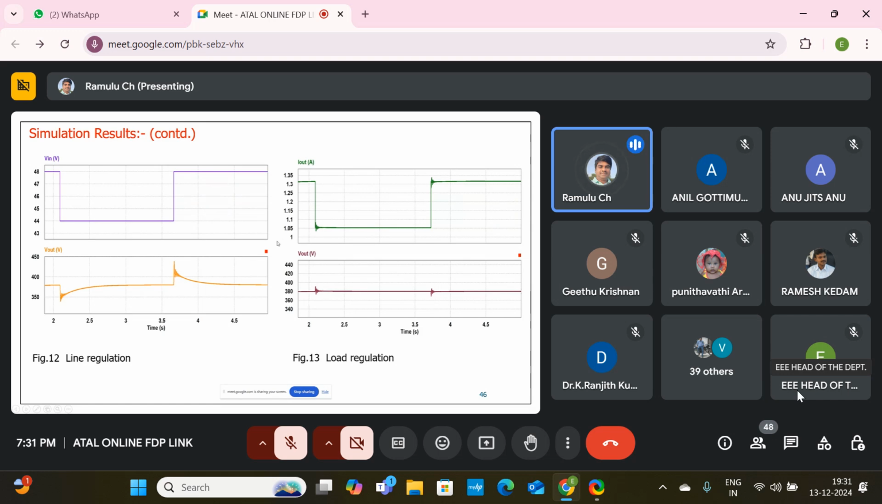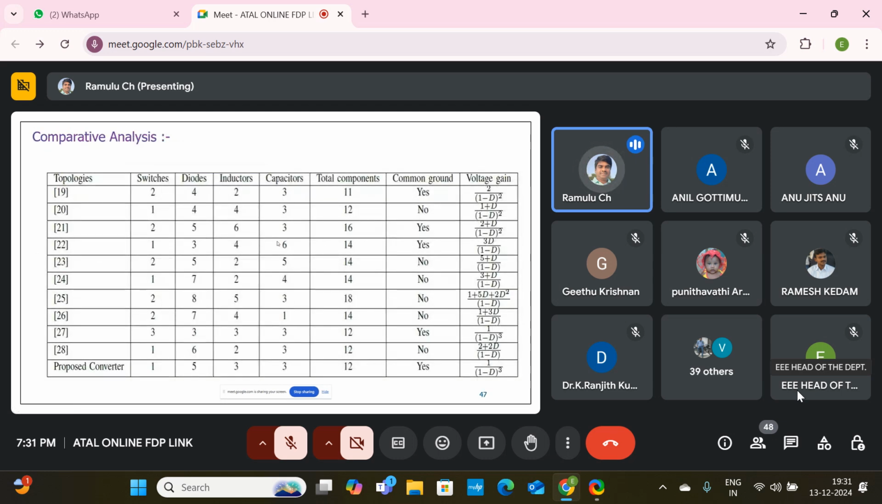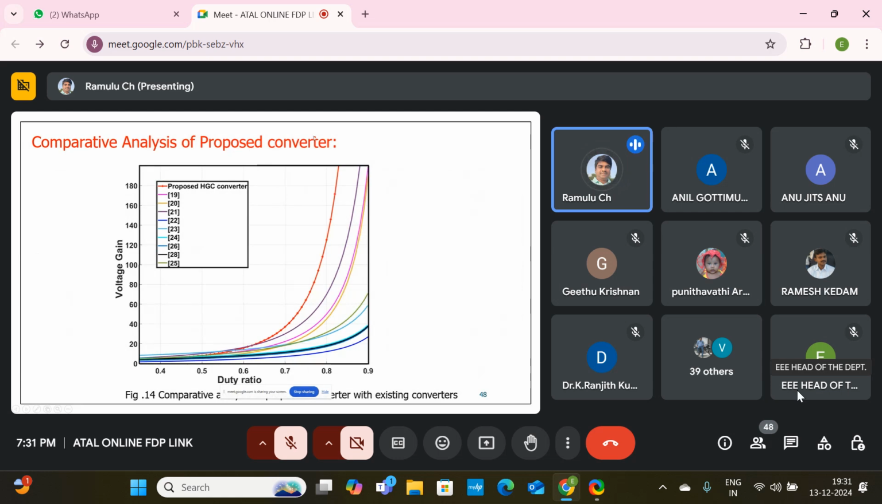Like that, we have to test, and we compared with all other existing things, and it is giving good results. In the comparative analysis, we show what your contribution is and how your system is better. We have to compare with all these papers. We compared all these research works, and we claim that with a low duty ratio, my converter is giving good gain. This is my claim.